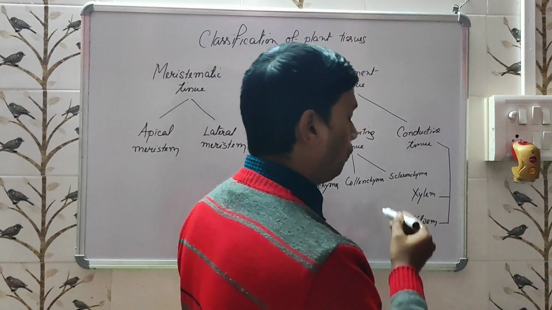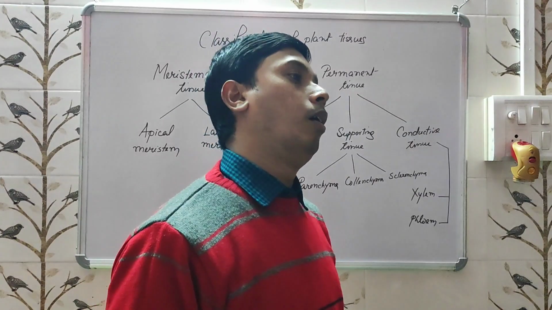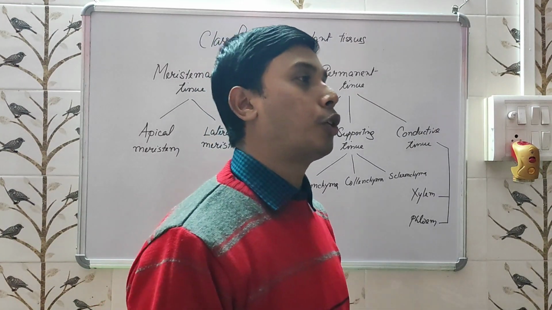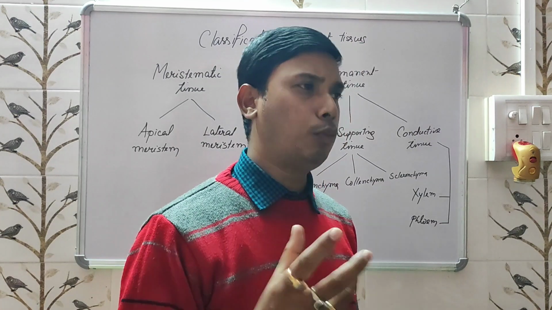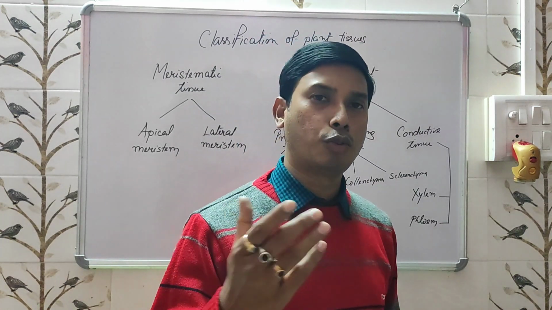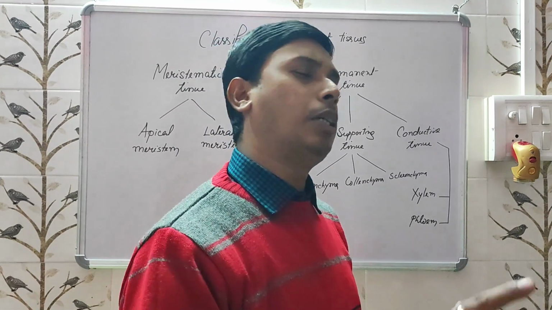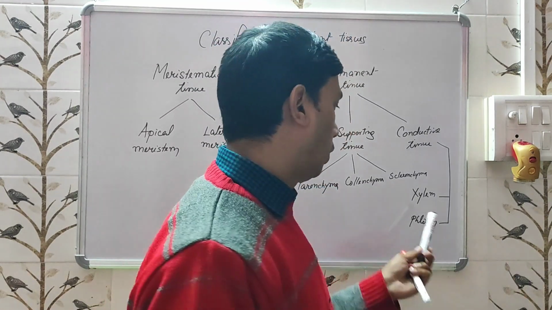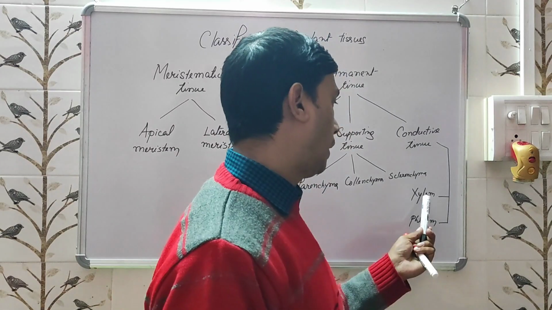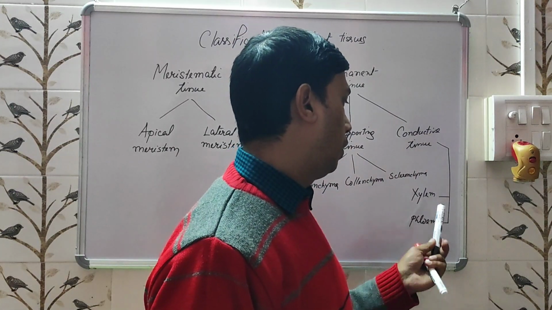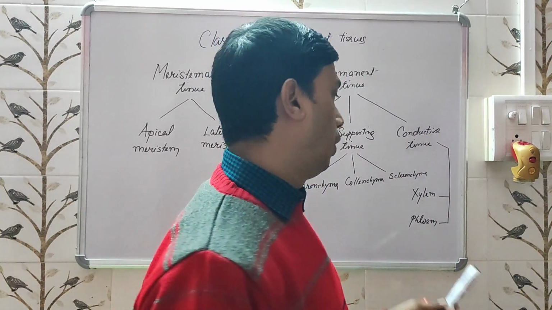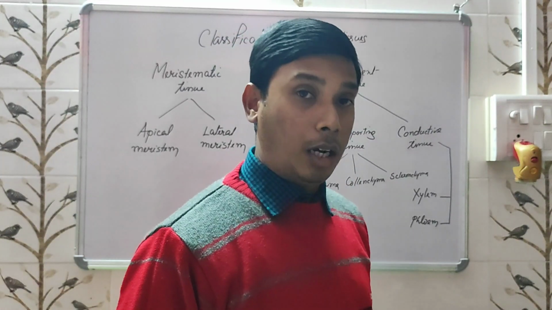Whereas the phloem tissue mainly helps in the transportation of food. The food manufactured by the photosynthesis process is transported to all parts of the plant through the phloem tissue. So xylem is a conducting tissue, and phloem is also a conducting tissue, but their conducting substances are not the same.